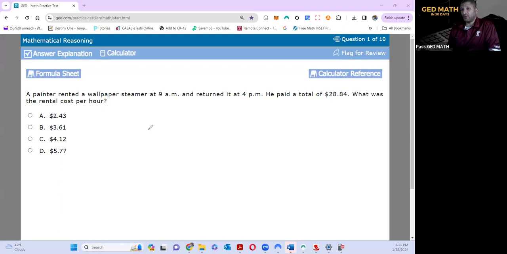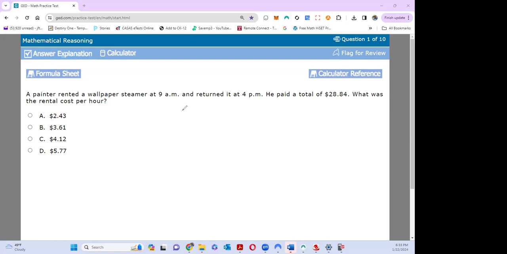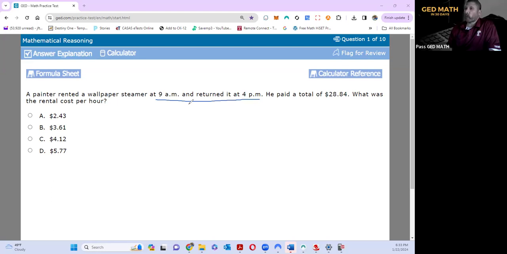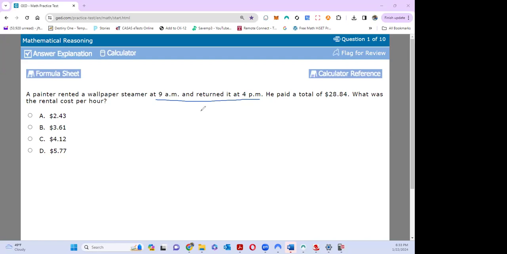Okay. So first of all, we got to identify our givens. What are our givens? What do we know? 9 a.m. to 4 p.m. Okay, 9 a.m. to 4 p.m. How many hours is that? 13. How you get 13? Oh, I'm adding the hours together. No, if I got a steamer at 9 a.m. and I returned it at 4 p.m., how many hours is that? Oh, 7 hours.